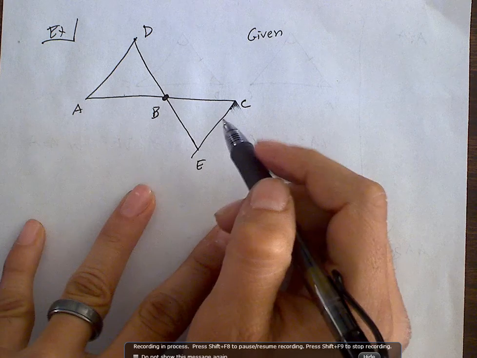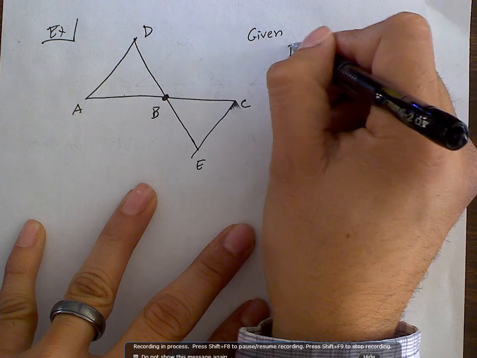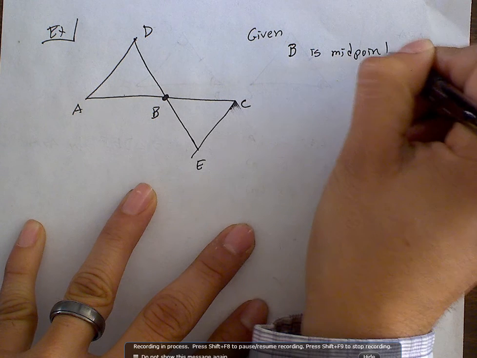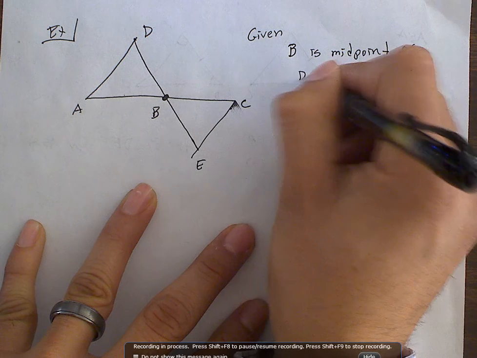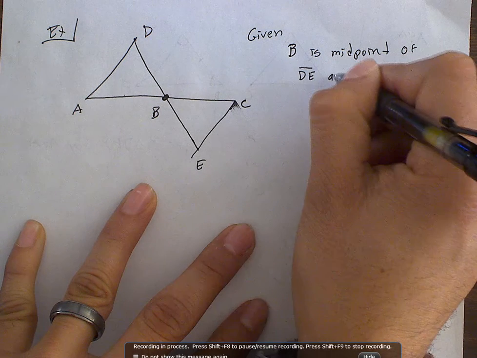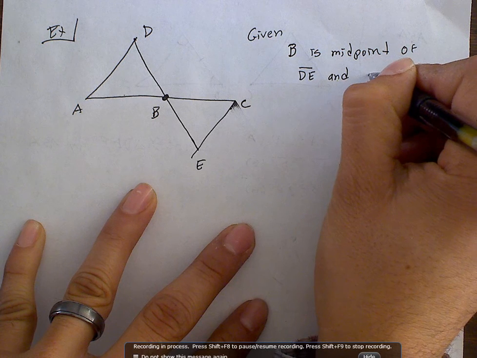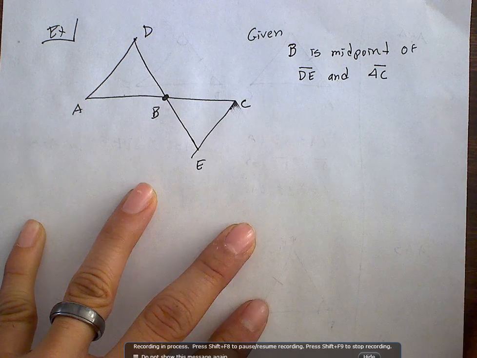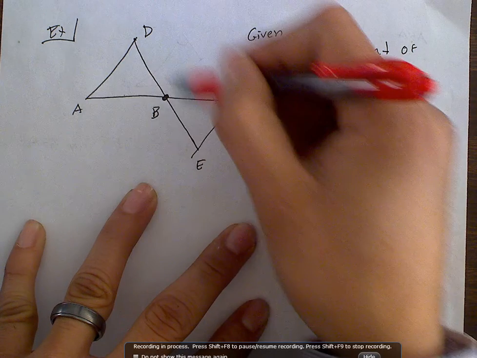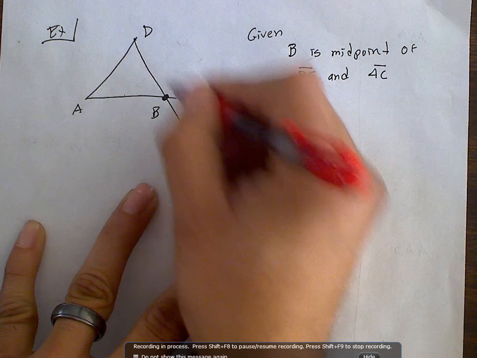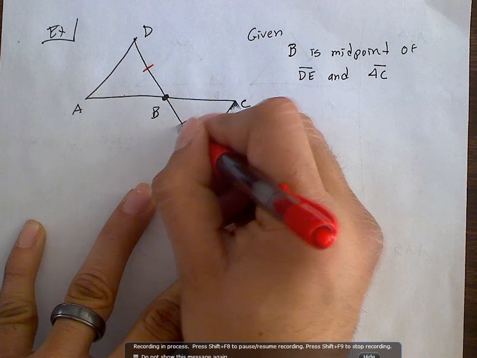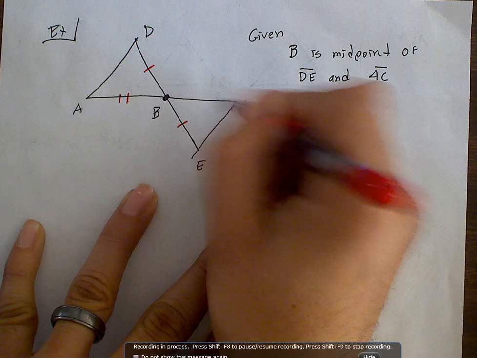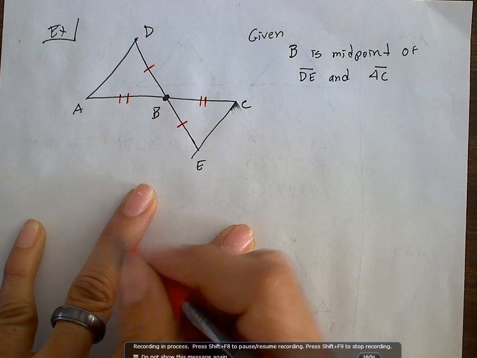So given B is the midpoint of DE and also the midpoint of AC. So as soon as you see midpoint, remember, it divides the segment into two congruent parts. So that means that one is congruent to that one. Okay? And then this one is congruent to that one. Okay? So now we have a side, and a side here, and another side.